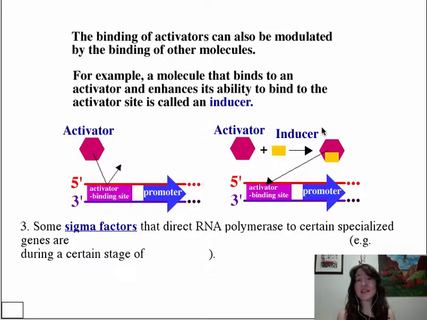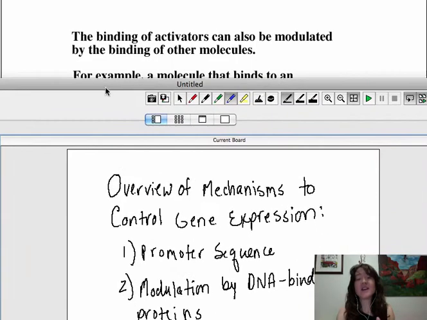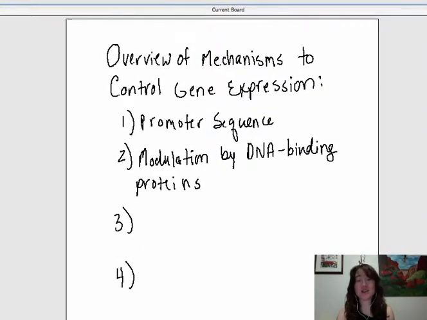That being said, we now recognize that one way to control gene expression is by changing the promoter sequence. The second way is by having DNA binding proteins that either enhance or repress the expression of downstream genes. So we're starting to count up these methods that regulate gene expression. I'm going to bring up a just jotted down document that shows this overview of mechanisms to control gene expression. And certainly these are the first two that I have listed, but they're not the only methods by which gene expression can be regulated.